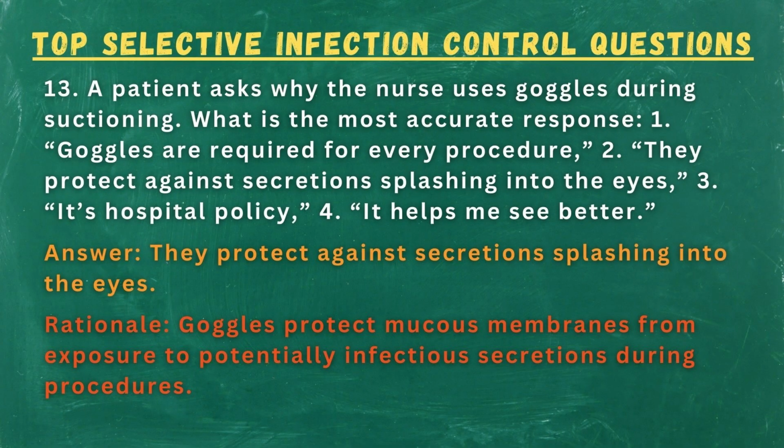13. A patient asks why the nurse uses goggles during suctioning. What is the most accurate response? 1. Goggles are required for every procedure. 2. They protect against secretions splashing into the eyes. 3. It's hospital policy. 4. It helps me see better. Answer: they protect against secretions splashing into the eyes. Rationale: goggles protect mucous membranes from exposure to potentially infectious secretions during procedures.